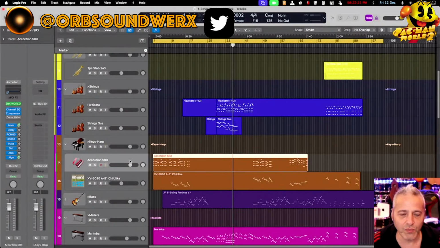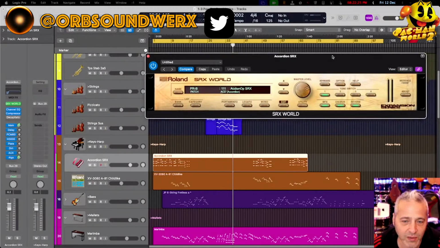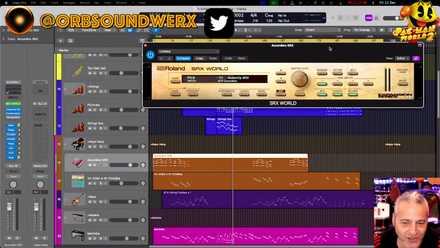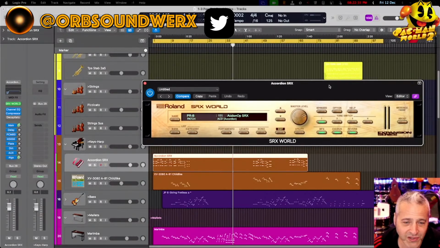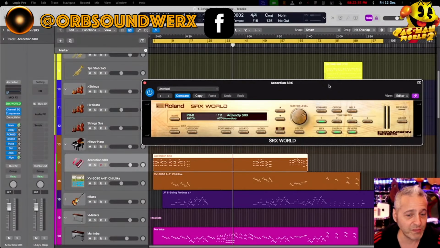All right, so this is the, again, Spin. Remember how I said an accordion is just an accordion? And I didn't remember which one I used? This is from SRX World. This is like a XV5080 expansion pack, because I don't remember the original.